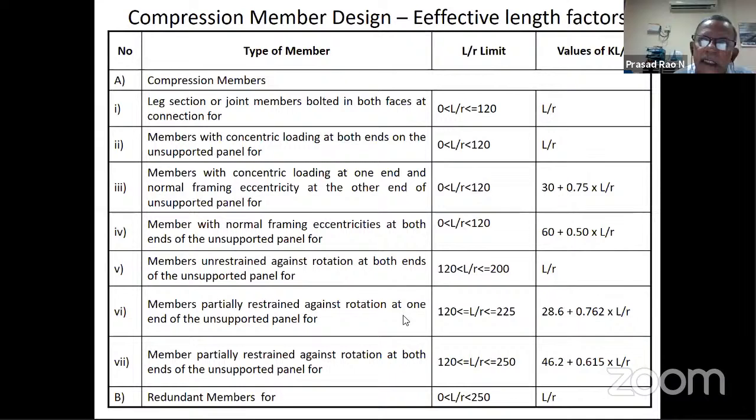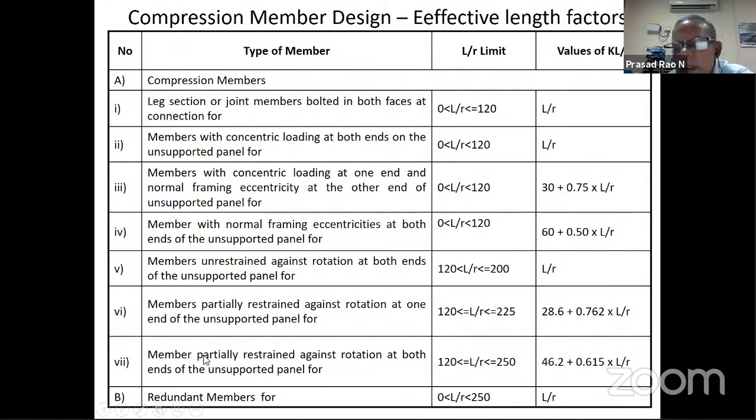Suppose it is partially restrained against rotation at one end of the unsupported length. Suppose I have two bolts on one end and one bolt only on the other end. That means a hinge at one end, and on the top, it is partially restrained. In that case, you can take 28.6 plus 0.762. That means L by R will be 120, 130. Let us take 130. That will reduce to 125. That means I can use that additional stress because of end restraint at the one corner.